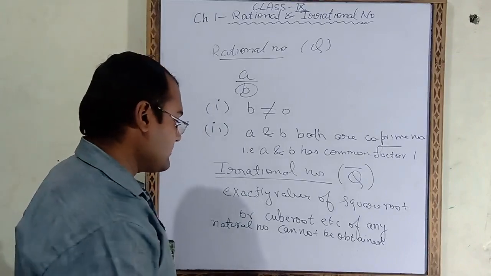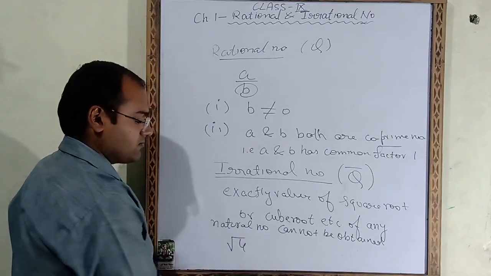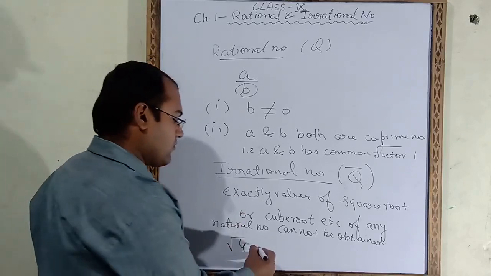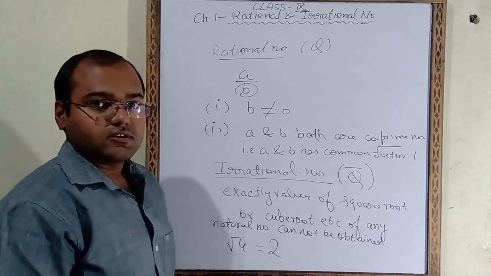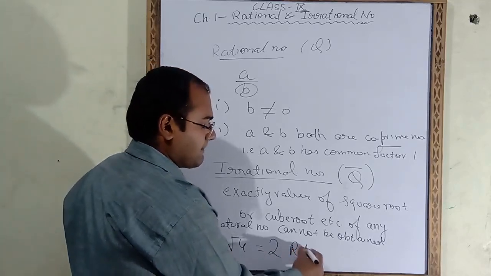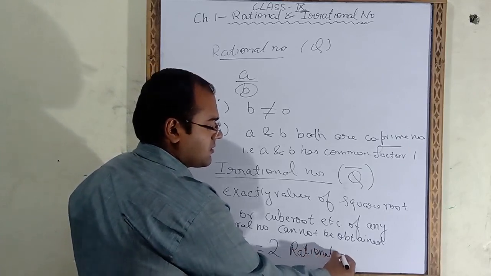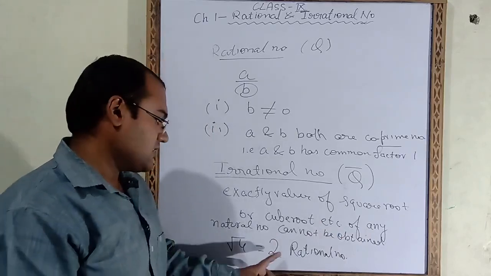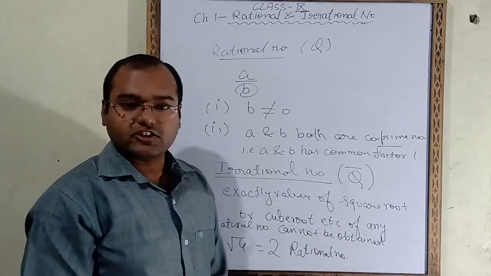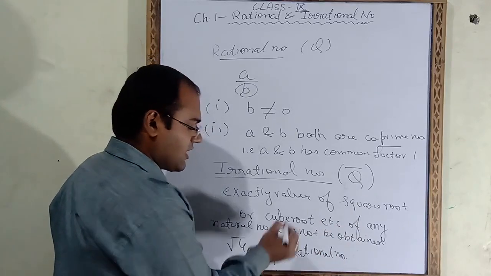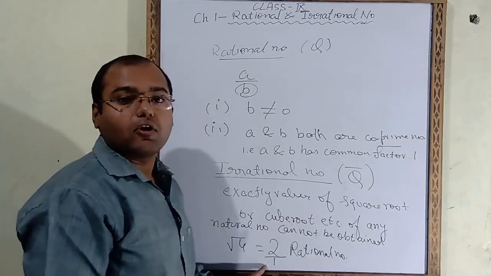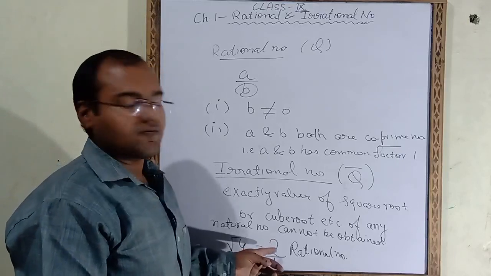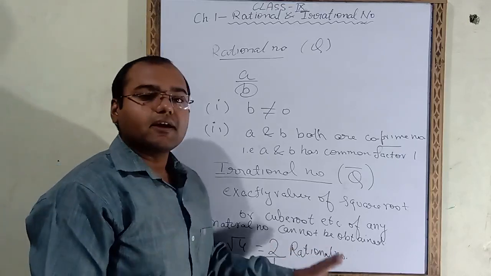Let's take some examples. Suppose I take root 4, the square root of 4. We can easily find the value of this square root. Square root of 4 is equal to 2. So such numbers are called rational. Why is it rational? Because the square root of 4 we can easily obtain, and the value is 2. That's why this is a rational number, and we can represent it in the form of a upon b also. We can take here 2 upon 1. So the exact value of the square root of 4 we obtained, that is 2, and we can represent it in the form of a upon b. That's why this is a rational number.